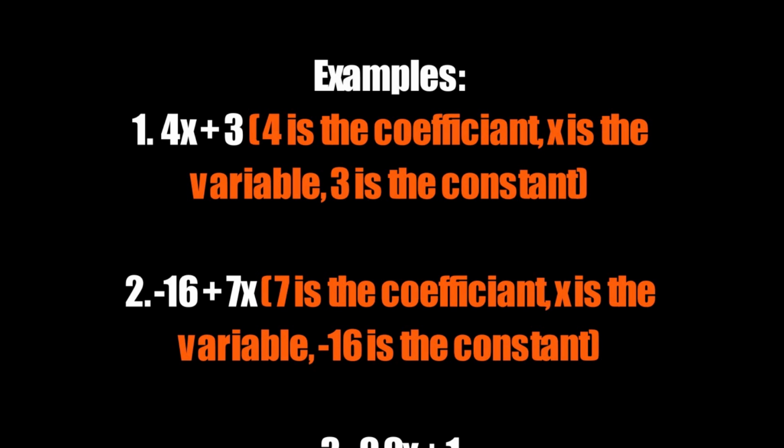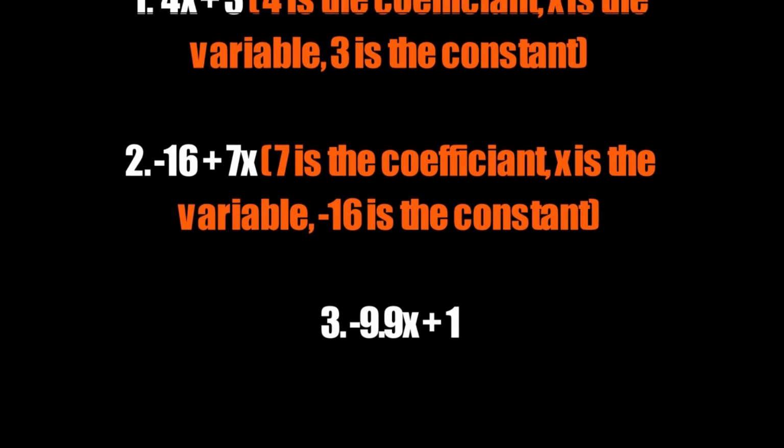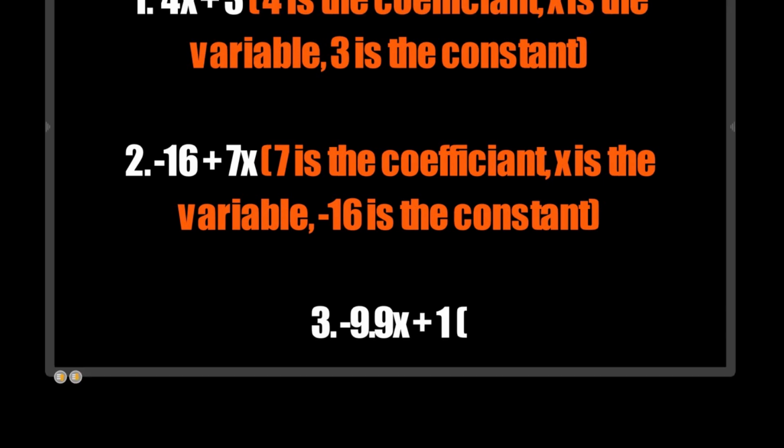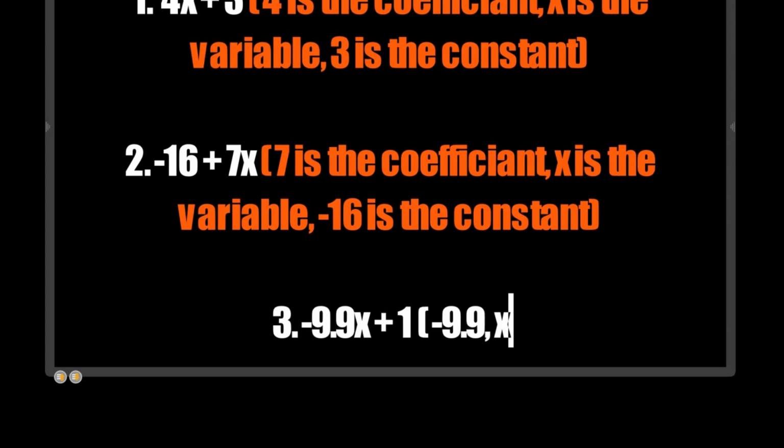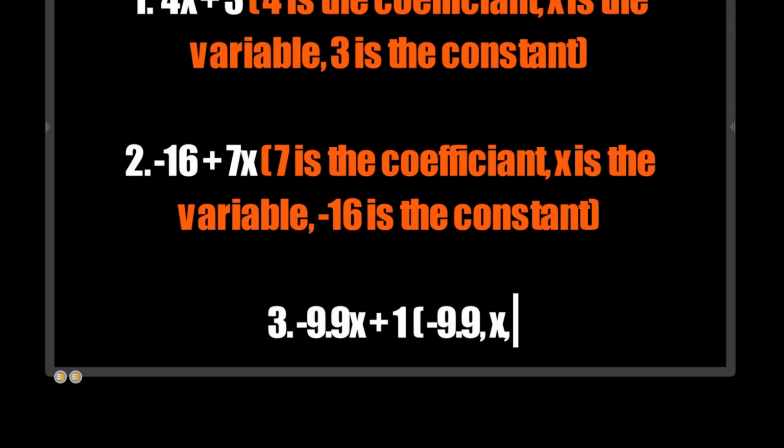Now for example number 3, I want you guys to try and find which one is the coefficient, the variable, and the constant. The coefficient will be the number that's in front of the variable. So we can see that it says -9.9x plus 1. So the coefficient will be -9.9, and the variable will be x, and the constant is just the number without the variable, and that is 1.